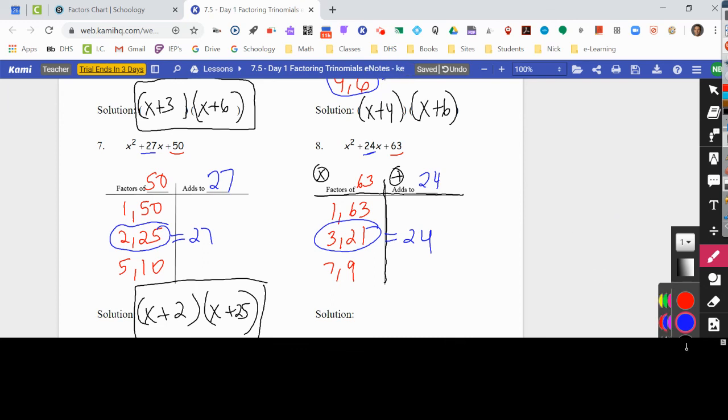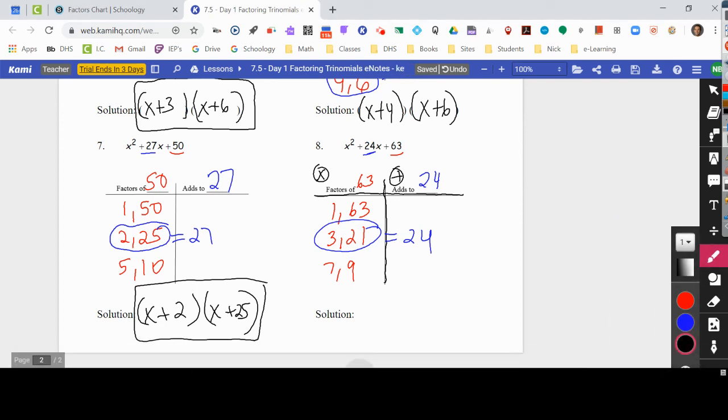Once I have my pair, I'm ready to write my solution as 2 binomials. I can already set up my 2 sets of parentheses, and I know it's going to be x and an x. So it's going to be x plus 3 times x plus 21. And that's how you factor trinomials.